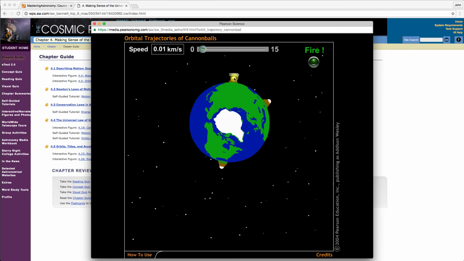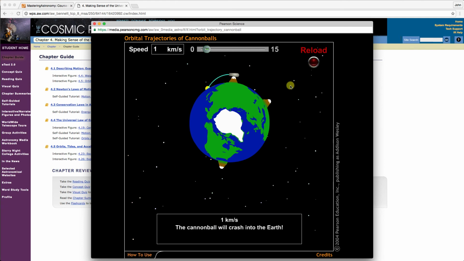So here we have a cannon up on a mountain, a couple other mountains here. We're looking down on the Earth's North Pole. The Earth's equator is where those mountains are. And I can take a cannonball and fire it at various speeds, so I'm just going to increase the speed a little bit just to start it off. 1 kilometer per second. So that's a pretty fast speed. I'm going to launch this cannonball off the top of a mountain. So let's fire that. There it goes.